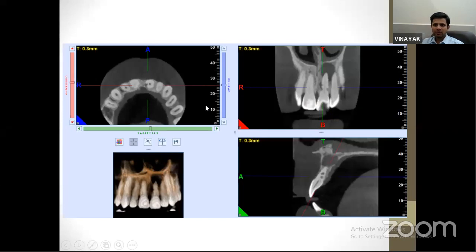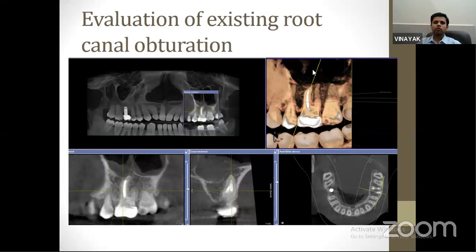You see here also in this case, there are multiple radiolucencies, with a break in the continuity of the dentine. Nothing but resorption with periapical radiolucency. Also, you can check whether the obturation done is complete or not, whether it is overextended, whether it is underextended. All these things can be seen.